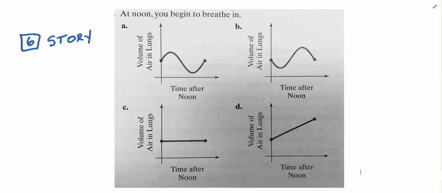I don't want to answer right now, okay? I want you to answer. I'm going to ask you a different question. What 2 things are we comparing against each other? What 2 things are we comparing against each other? Time afternoon compared to volume of air in your lungs. So we are comparing 2 quantities, time and volume of air.